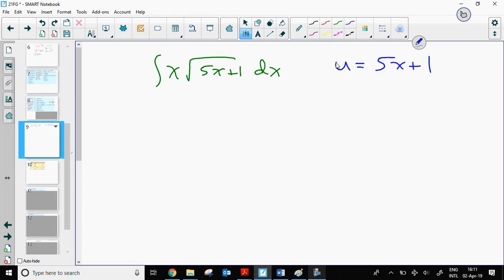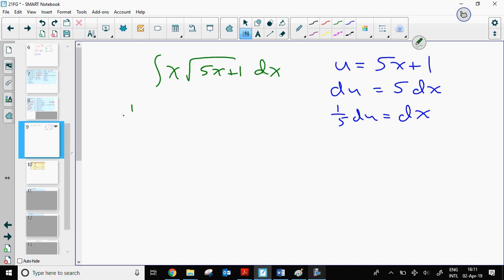So in this case, that gives me du/dx is equal to 5, or I'll write du is equal to 5 dx, and then I need to get dx alone. So this is 1/5 du is dx. And then I'll go back and rewrite my integral.